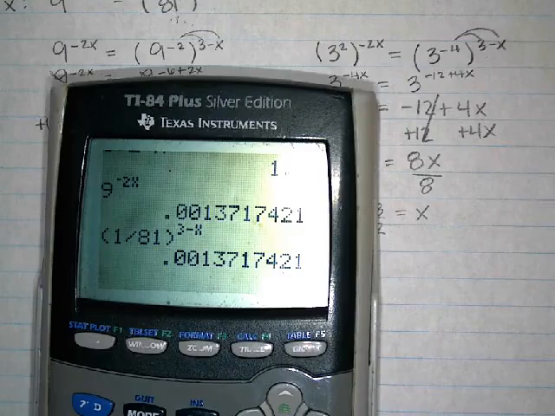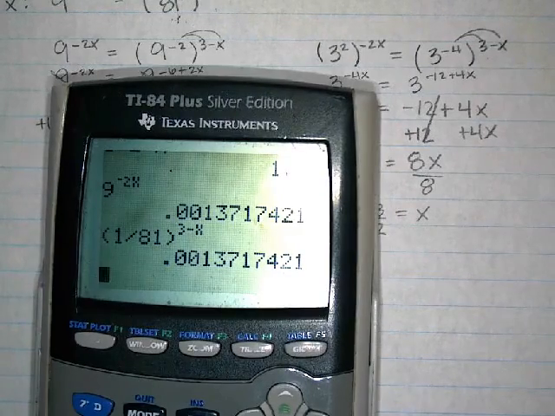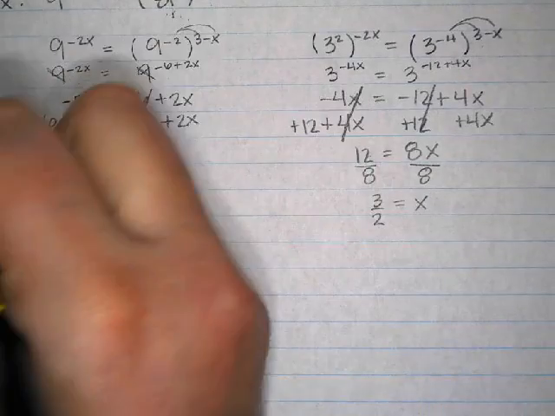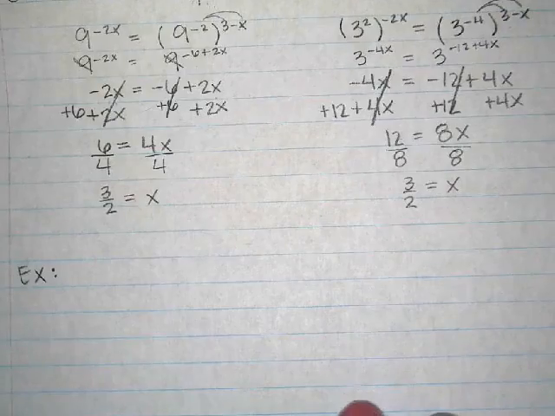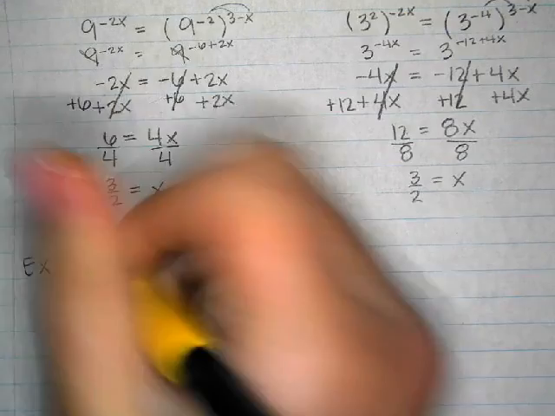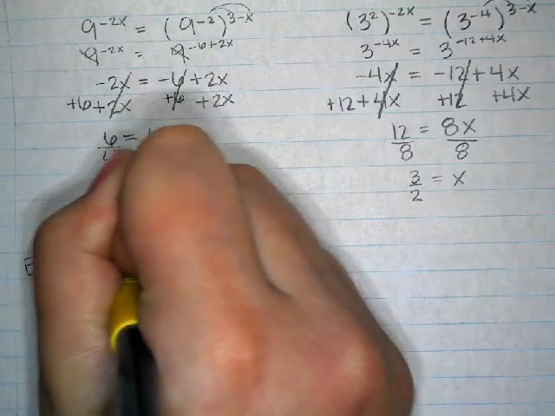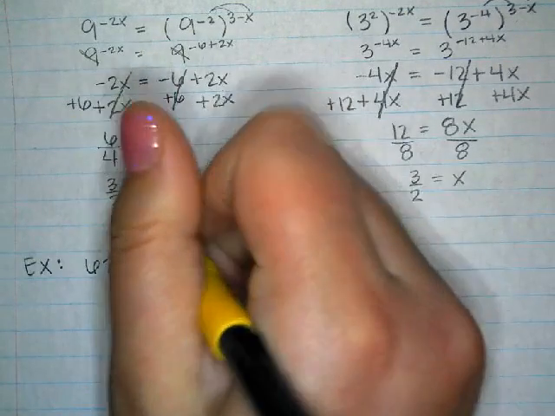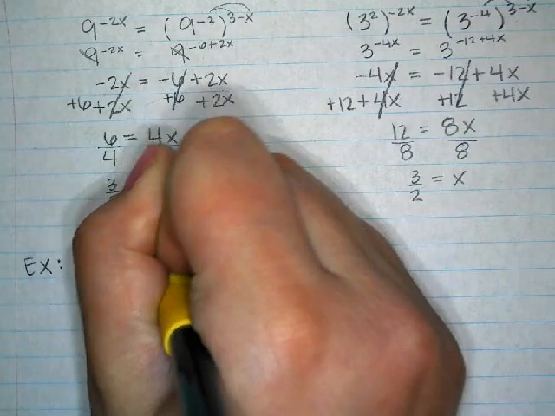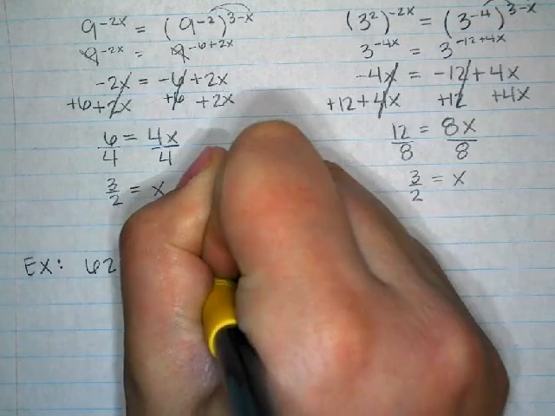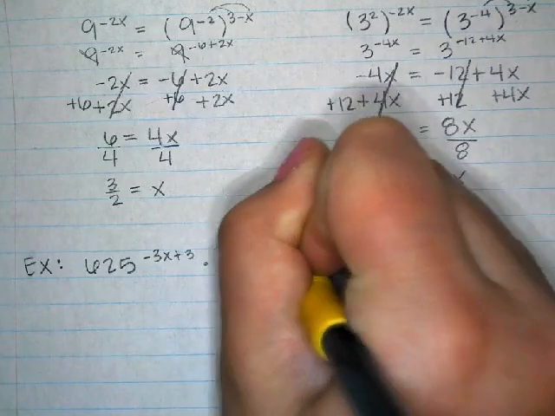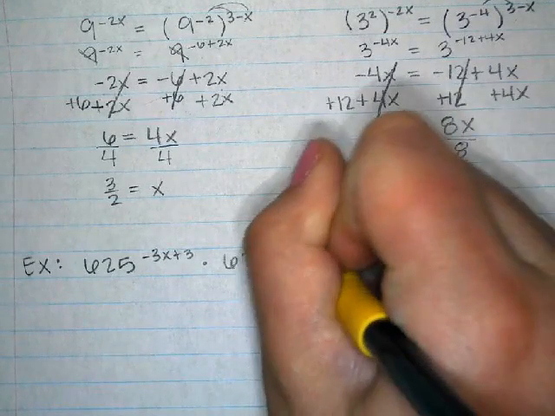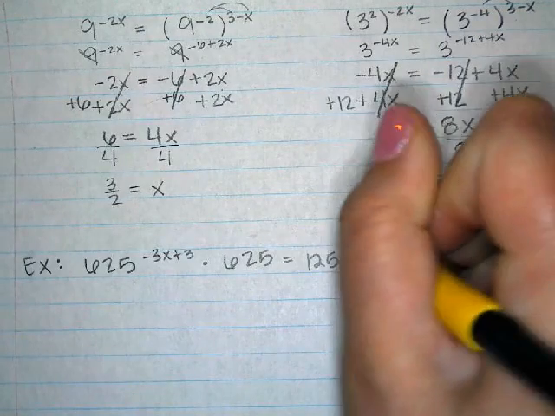All right. One more example, just to make sure we've got it. This one also gets a little funky. 625 to the negative 3x plus 3 times 625 equals 125 to the 2 minus x.